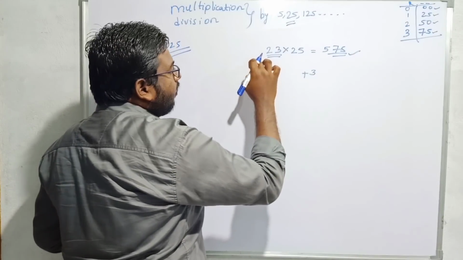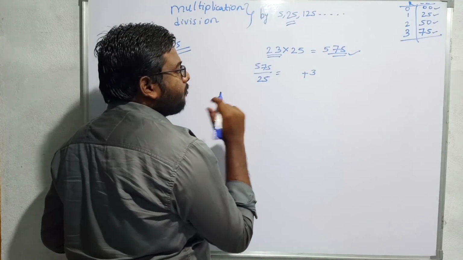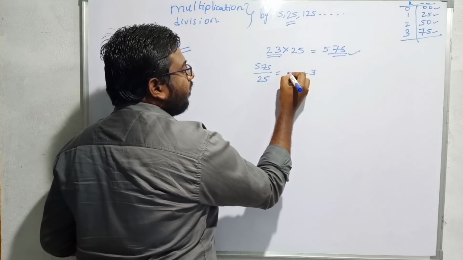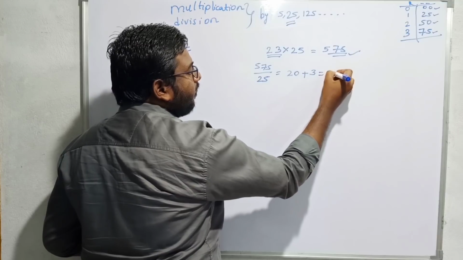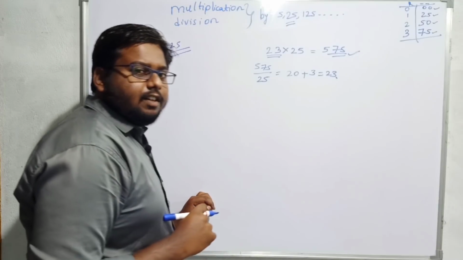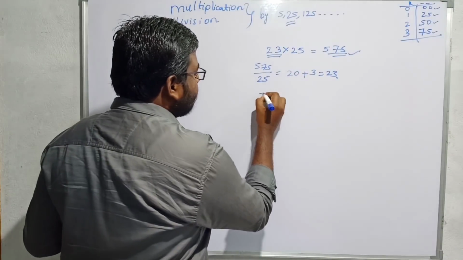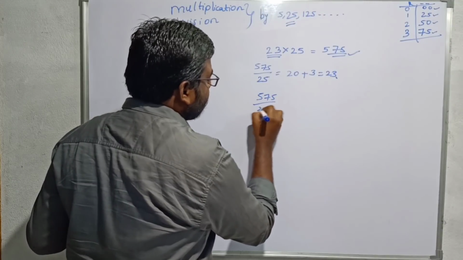And how did I get 5? By dividing by 4. So we see the reverse process: if I multiply 5 by 4, I get 20, and with the 3 this will be 23. Division by 25 is nothing but multiplication by 4. Every teacher will discuss it like this.